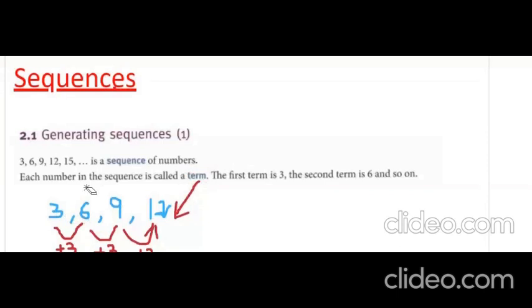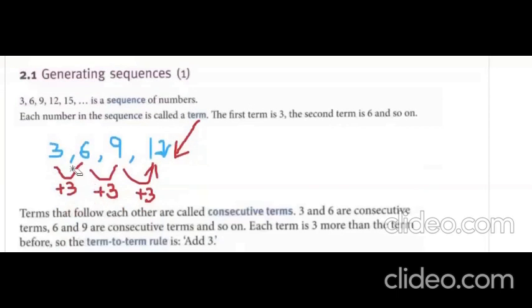We can see that the common difference between each term is 3. By adding 3 to each term, we get the next term of the sequence. Now, what are consecutive terms of a sequence? This is a key term. In the above sequence, 3 and 6 are consecutive terms, and also 6 and 9. You can see 6 and 9 are very close to each other, so 6 and 9 are consecutive terms of the sequence.